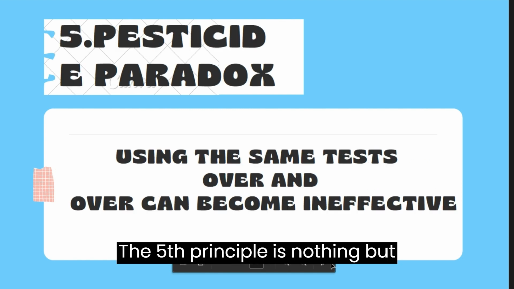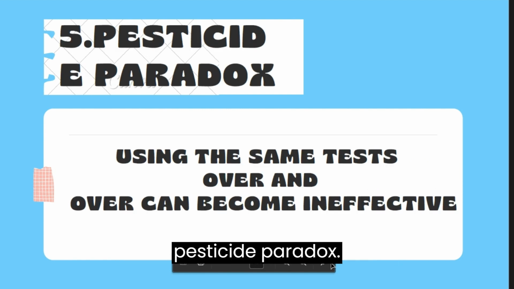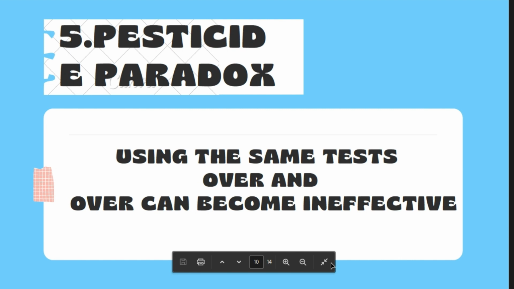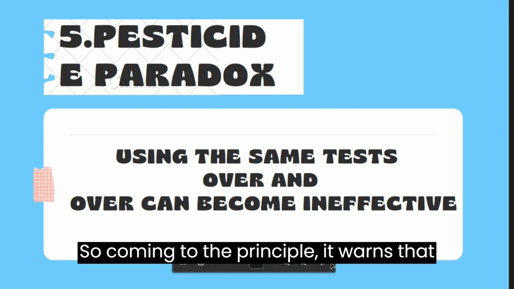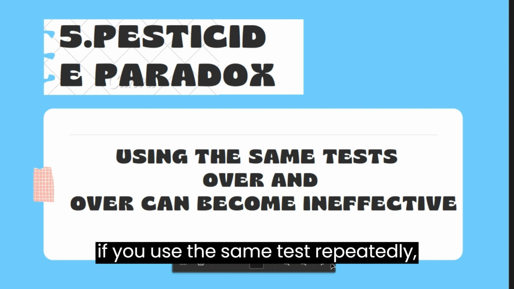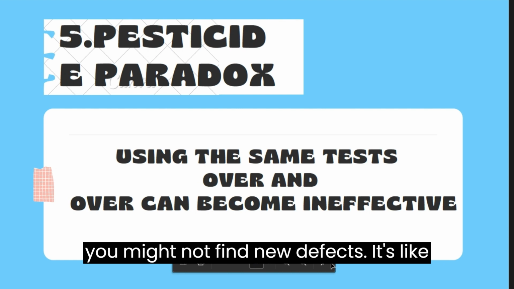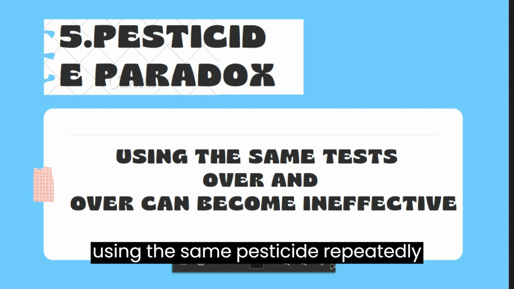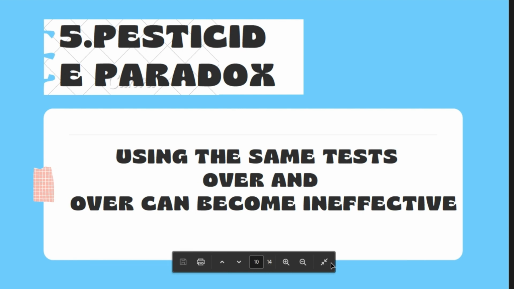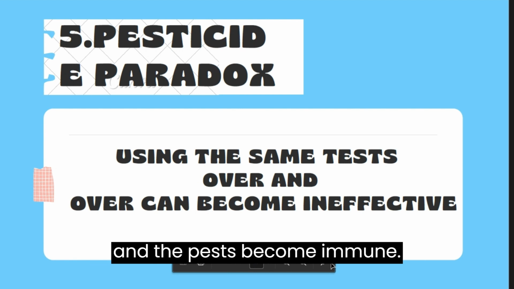The fifth principle is nothing but pesticide paradox. So coming to the principle, it warns that if you use the same tests repeatedly, you might not find new defects. It's like using the same pesticide repeatedly and the pests become immune.